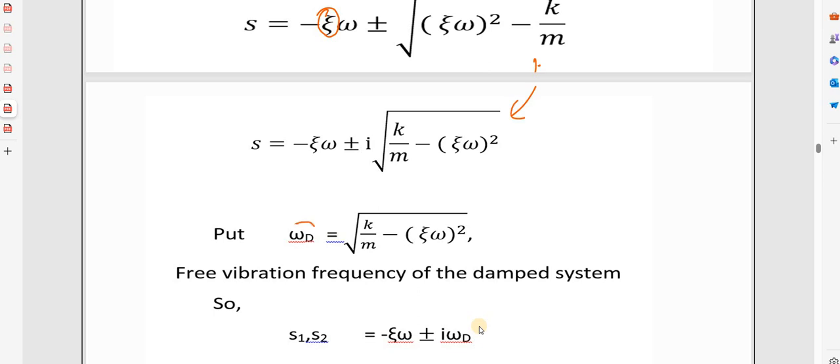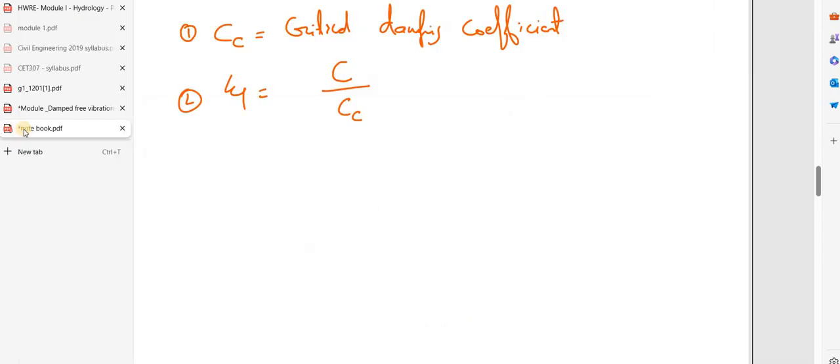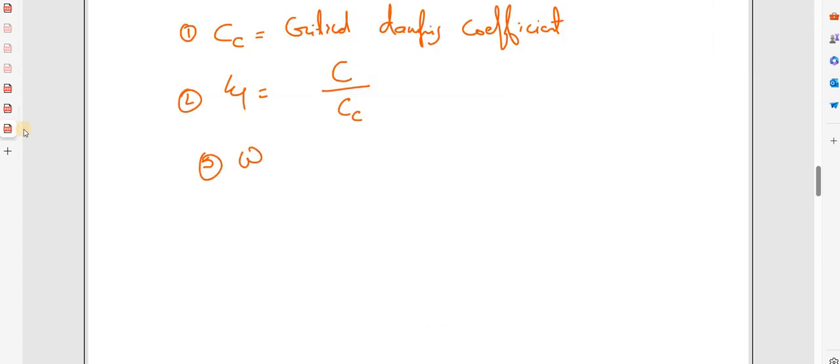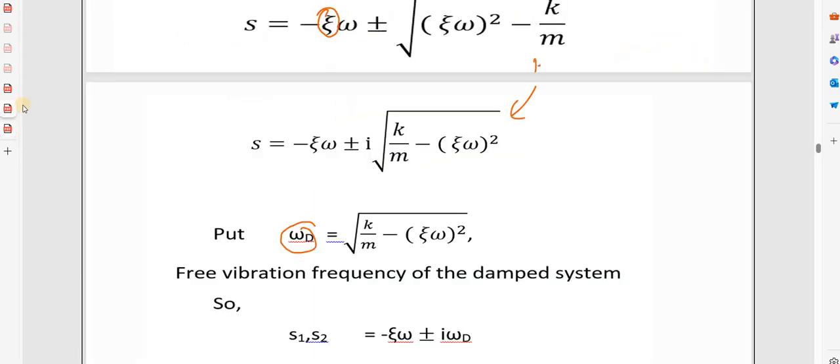Now this is known as omega d, the damped angular frequency. So the third term which we will be introducing today is omega d. We have studied omega. Omega was just the root of k by m. Now the next term is the damped angular frequency. Omega d is given by the root of k by m minus eta squared omega squared.